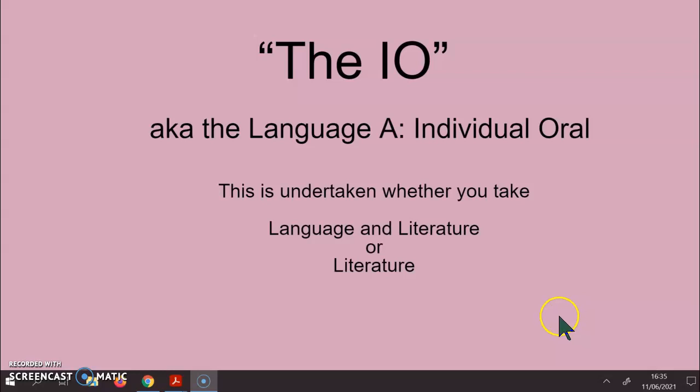Hello, I will be presenting to you the I.O., also known as the Language A individual oral. This individual oral is undertaken whether you take language and literature or literature. Doesn't matter, and there's no way out of it. So I'm here to get you excited and enthused about the individual oral. It's a wonderful aspect of the IB, and I think you'll really enjoy it.